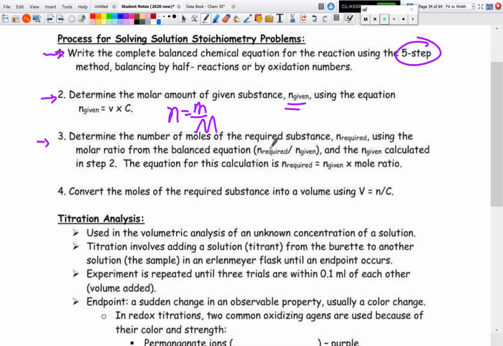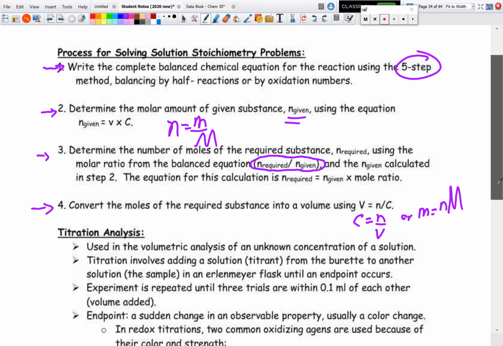Now step 3 is still the same. We determine the number of moles of our required or wanted substance using the mole ratio, and our mole ratio is the number of moles or the coefficient of our wanted over our given. And then of course our final step, convert the moles into a volume using V = n over C, into a concentration using n over V, or a mass using number of moles times molar mass. So depending on whatever the question is asking, we're probably going to have to use one of these equations to solve. And for the most part, this is all we're going to be sticking with for right now.